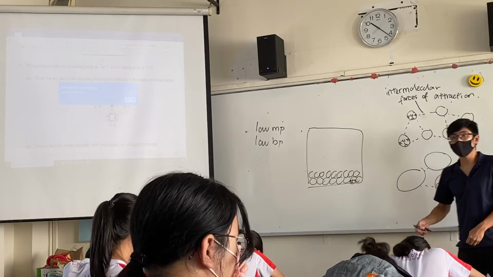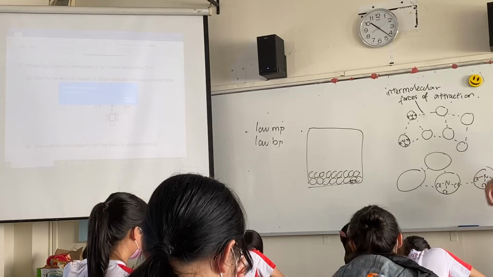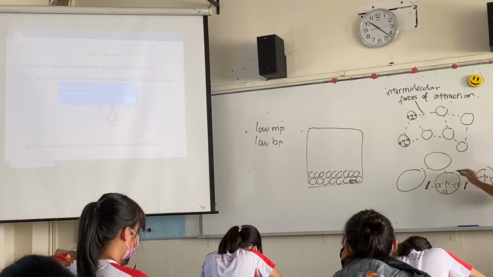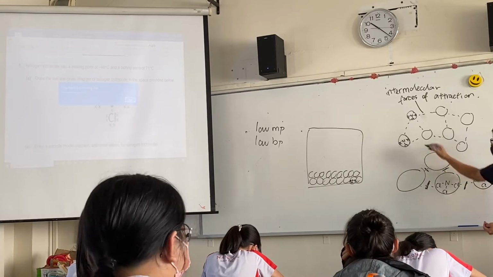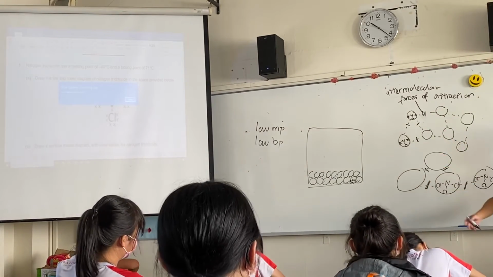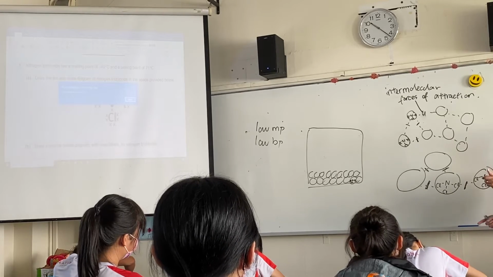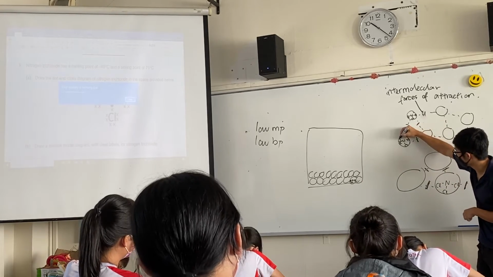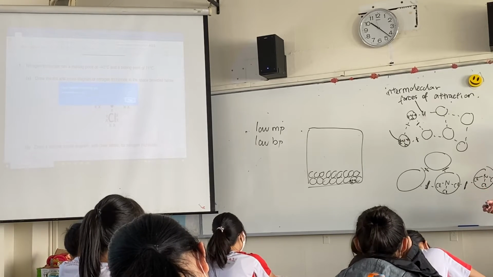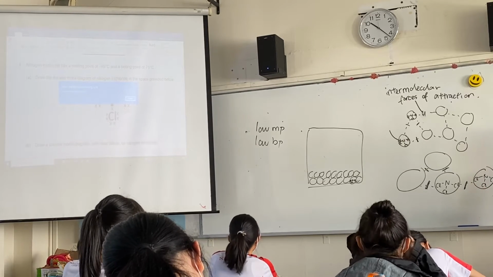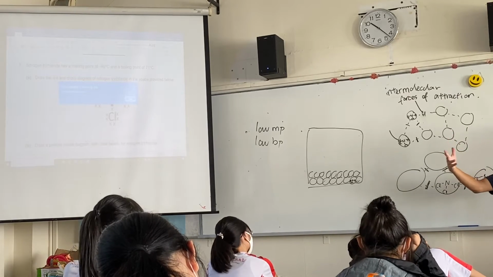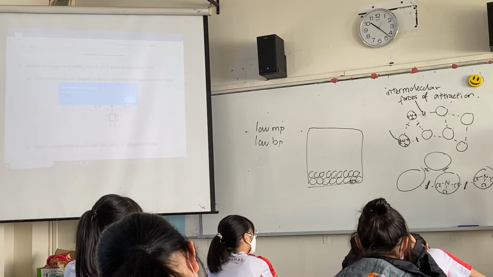So as you heat something up, you are interfering with the intermolecular forces of attraction. We are weakening them such that the molecules go further and further apart. What we are not doing is breaking the covalent bonds between the elements. We're not breaking them at all. If I heat up water, technically you should get hydrogen and oxygen gas. No, we don't. They still remain water.